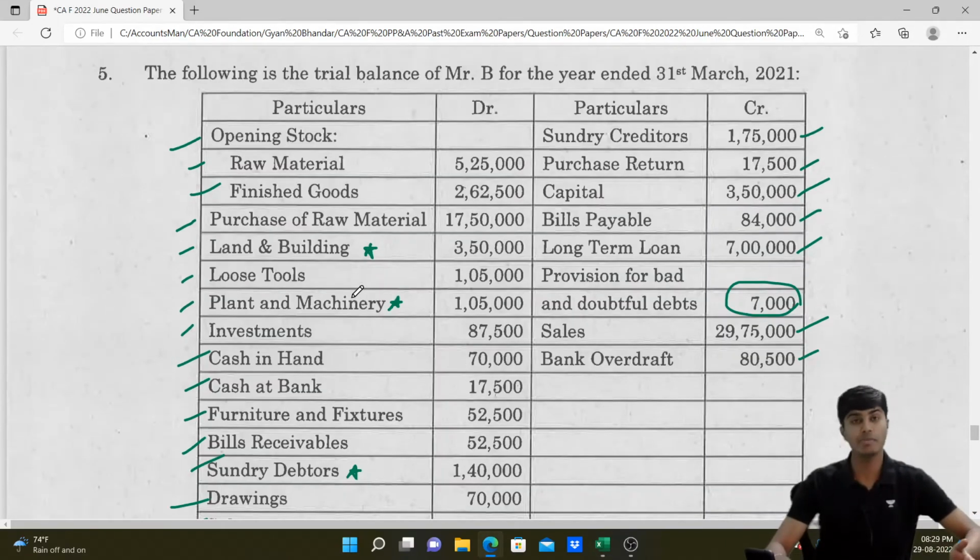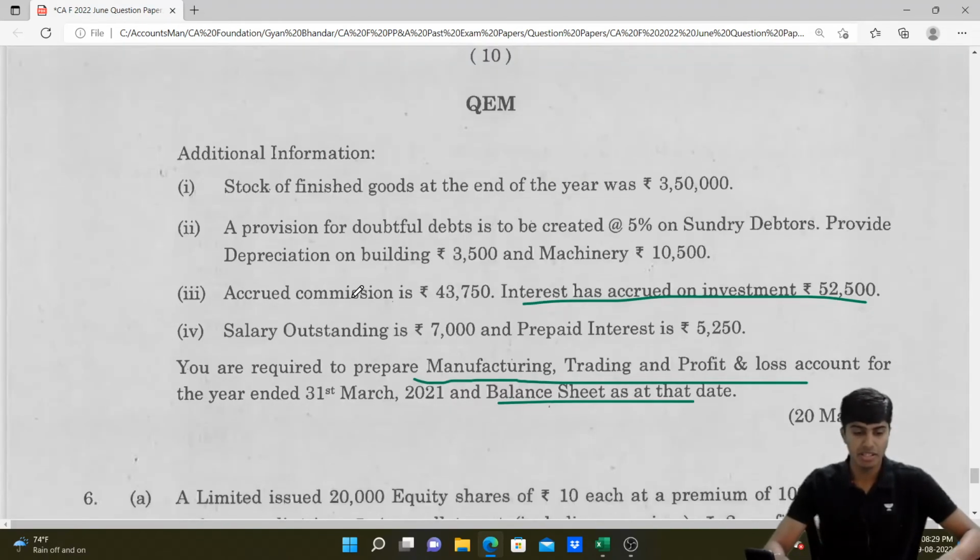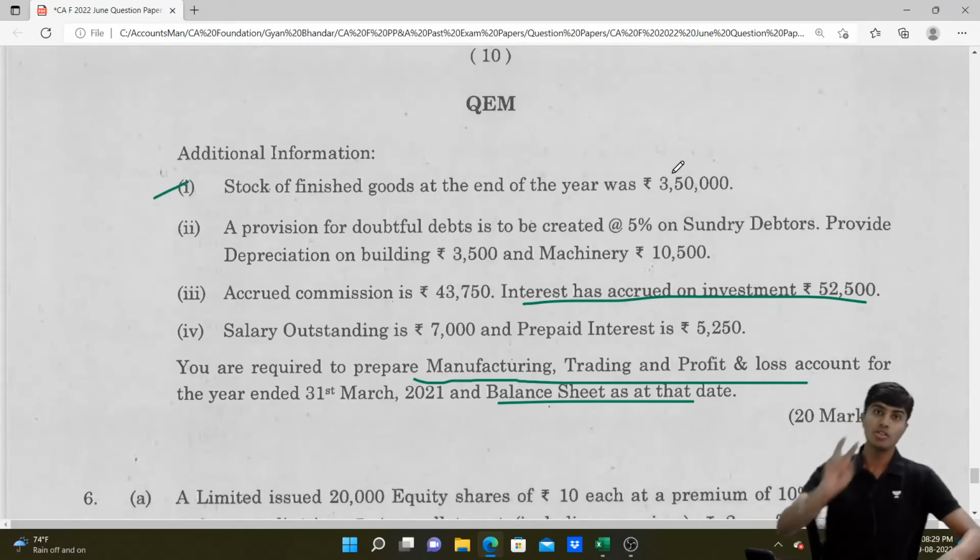That's it. We're done with trial balance. Let's now head on to adjustments. The first adjustment that we have is stock of finished goods at the end of the year was 3 lakh 50. It should come in two places.